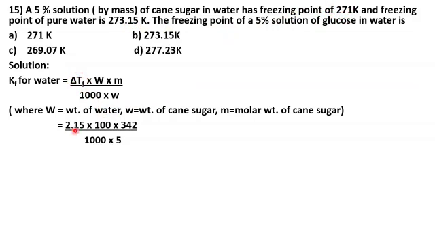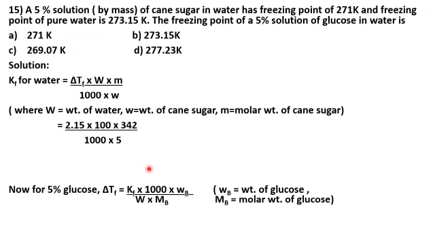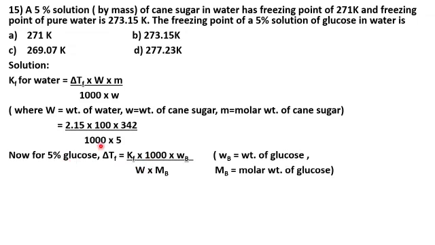So that you will get 2.15 Kelvin into, so weight of water let us take as 100, into molar weight of cane sugar, that is 342, divided by 1000 into small letter w, that is weight of cane sugar, out of 100 it is 5 gram. So substitute the values and simplify. For Kf you will get a value of 14.7. So now you can use the value of Kf for calculating delta Tf for glucose solution.